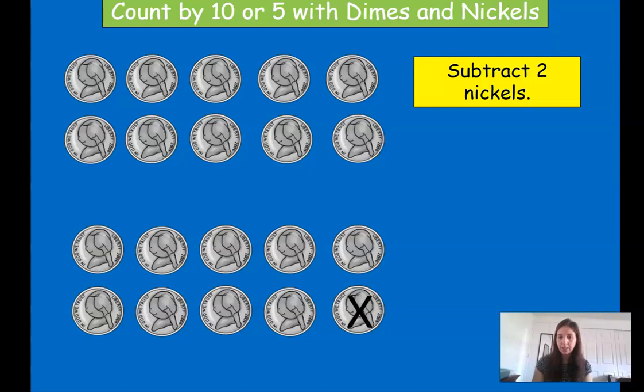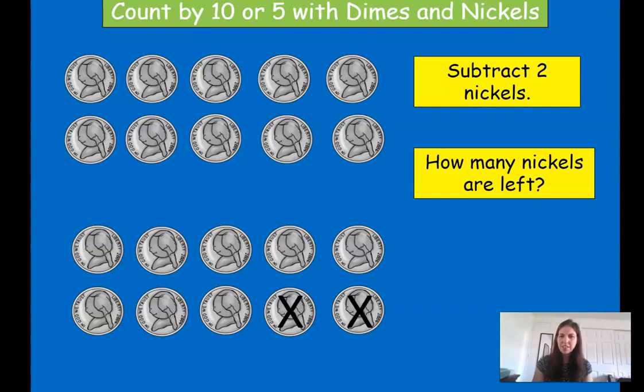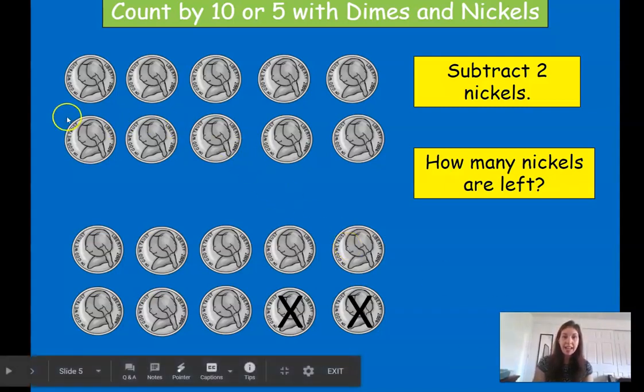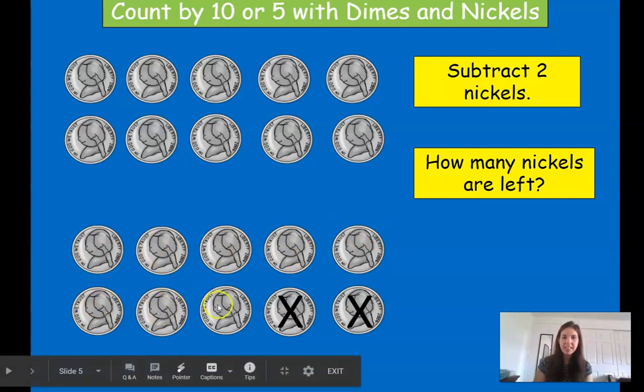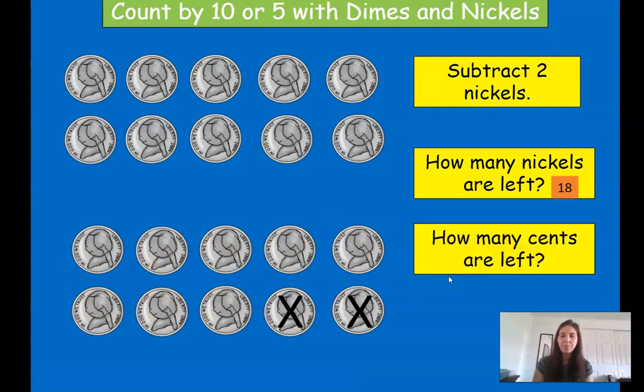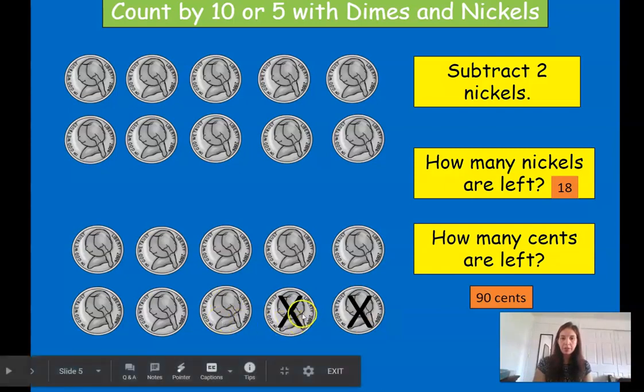So let's take away 1 nickel and 2 nickels. How many nickels are left? We had 20, so we still have 10 nickels up here. We have 5 nickels here, so we have 15, 16, 17, 18. We have 18 nickels left. And how many cents are left? 90. You could know that 5 and 5 is 10 and take 10 away from 100 to get 90.